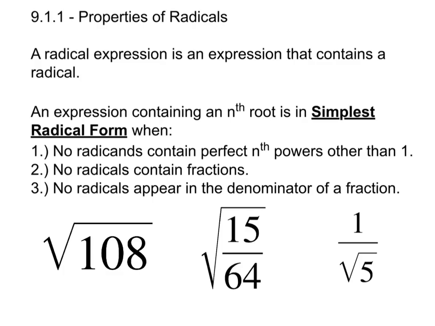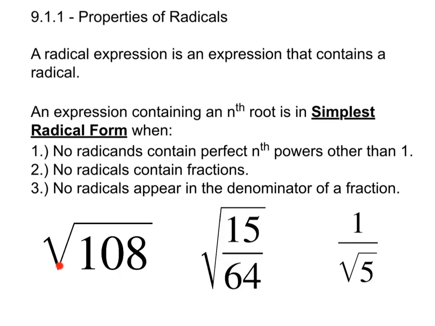Section 9.1.1, Properties of Radicals. A radical expression is any expression that contains a radical. An expression containing an nth root is in simplest radical form when three conditions are met.